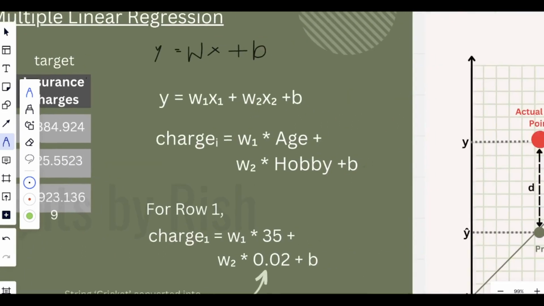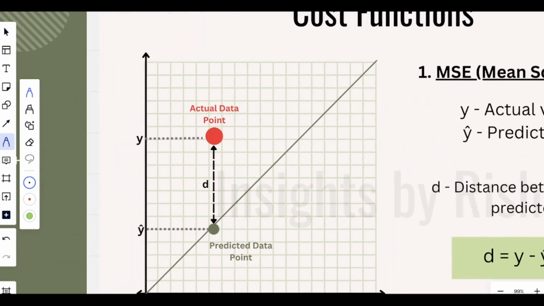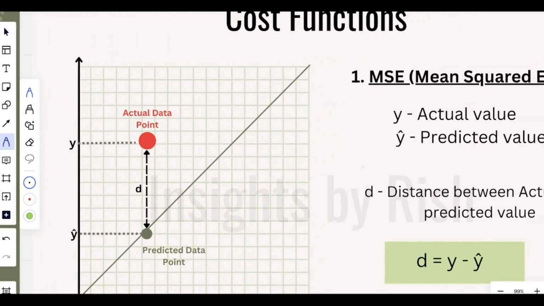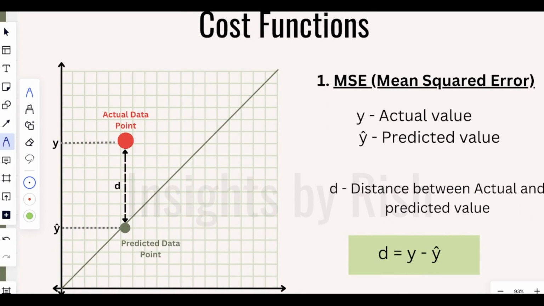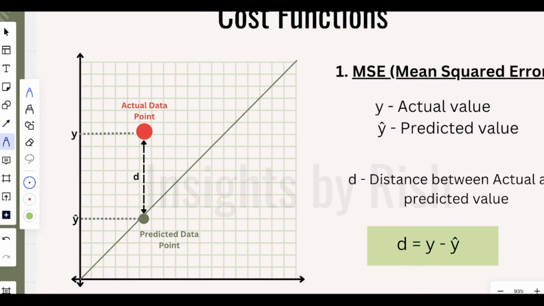Now, moving forward, let us understand the cost functions. Cost functions are basically used to evaluate your model. You have to see how much error your model is reporting and how accurate your model is. There are multiple types of cost functions that we have in linear regression. Let's start with some basics first.